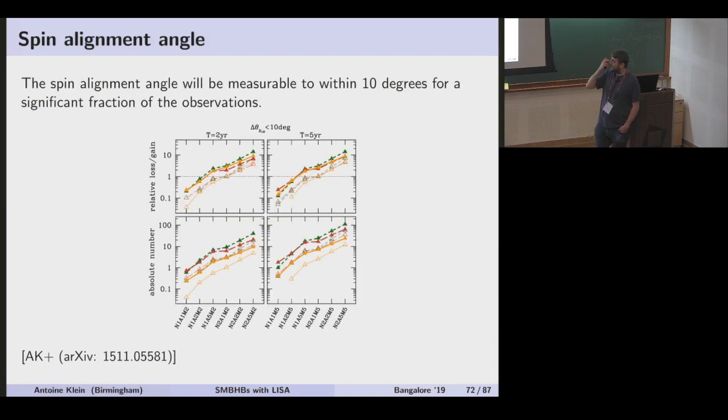Right. Can we detect the spin alignment angle? Yes, we can measure it to better than 10 degrees most of the time. And that's where precession comes into play. You need to have a precessing waveform in order to measure that kind of parameter. But in our case, the spins were large enough, and the signals were loud enough that we were able to measure the alignment angles to within 10 degrees.